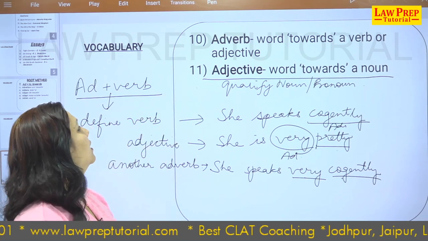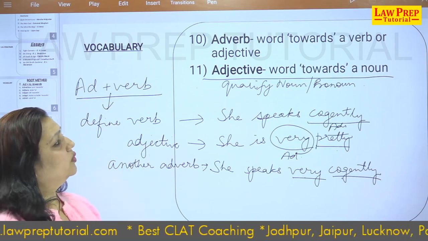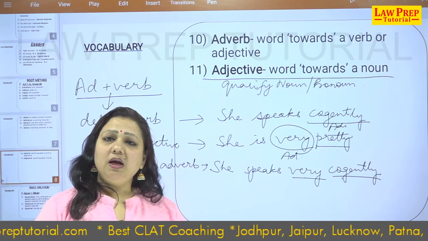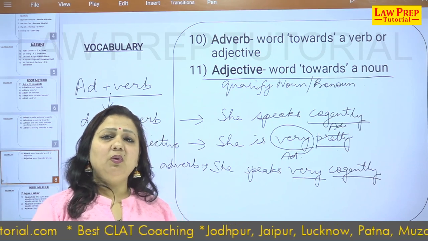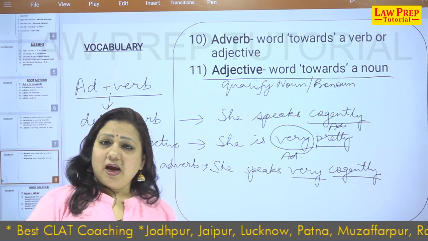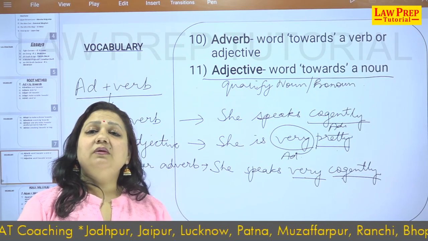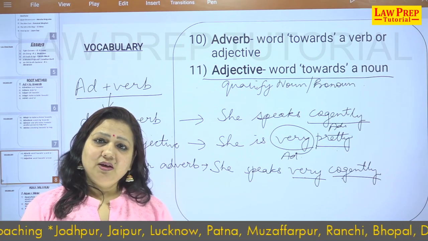Adverbs are those words which describe verbs, adjectives and another adverb, and adjectives are those words which describe nouns and pronouns. All of you must know, if we say she dances well, this is an adverb, and she is beautiful, this is an adjective, right? I hope it is clear.